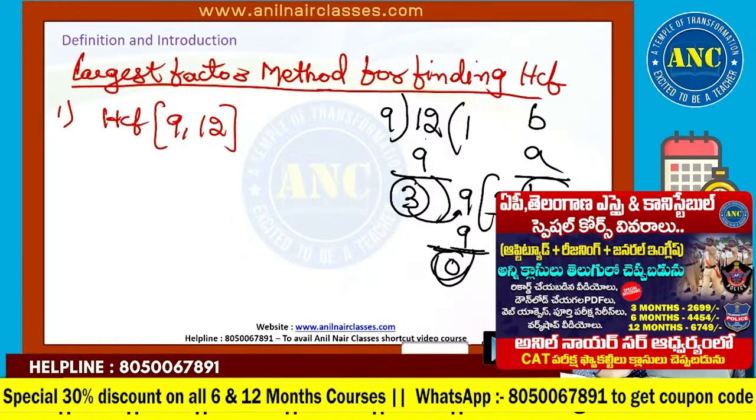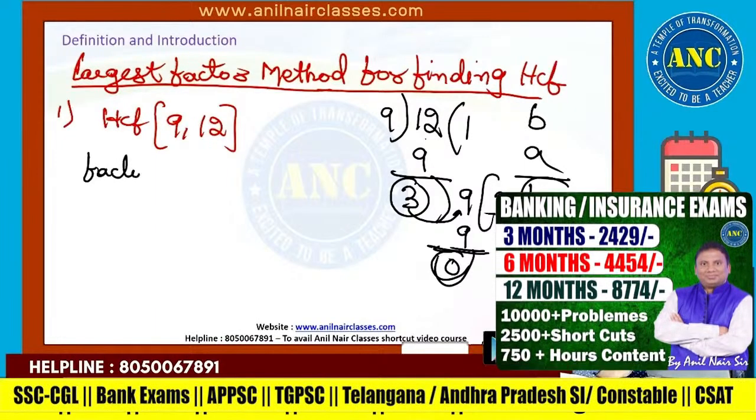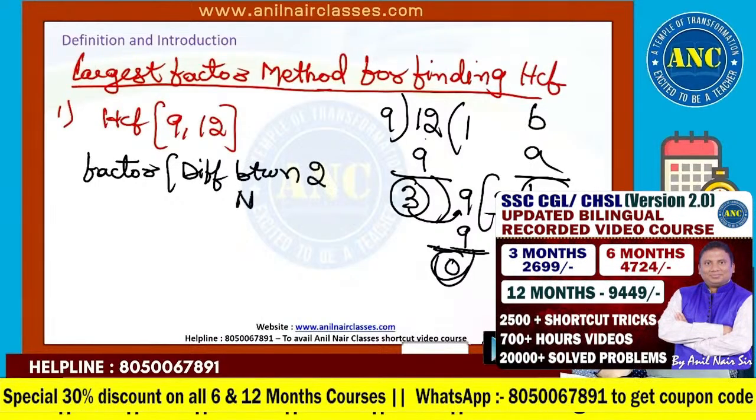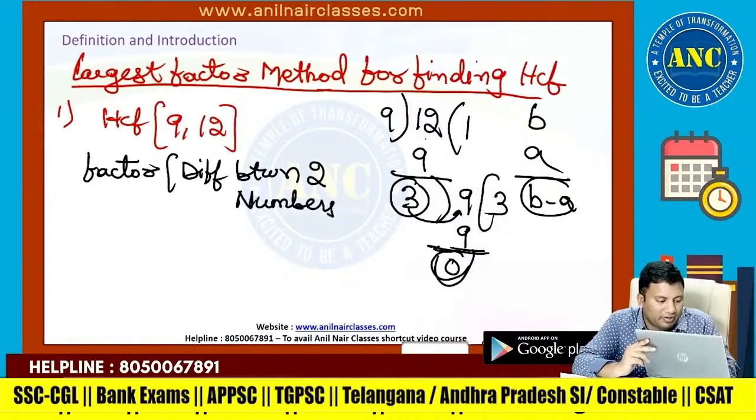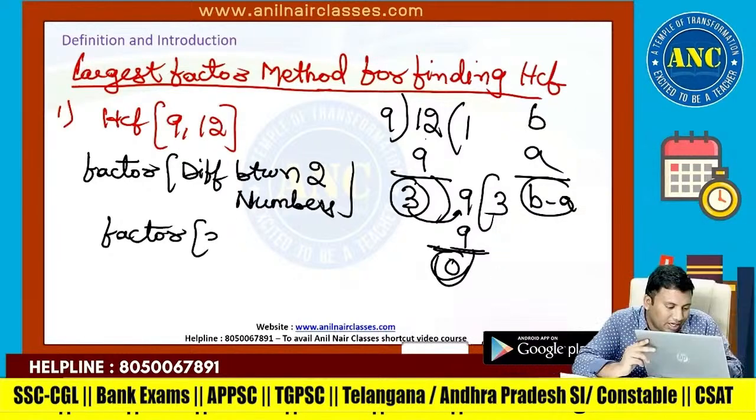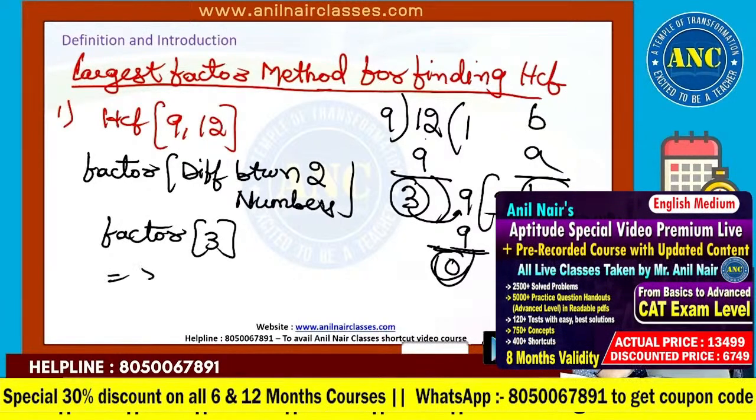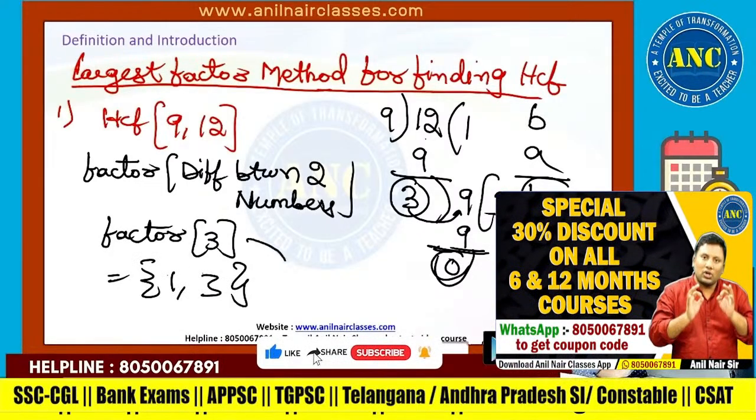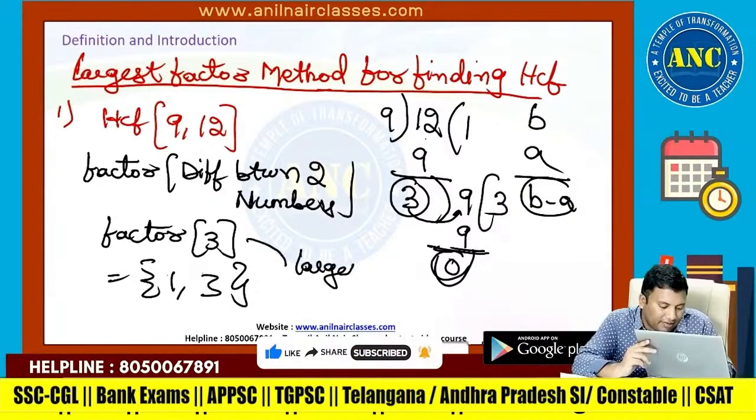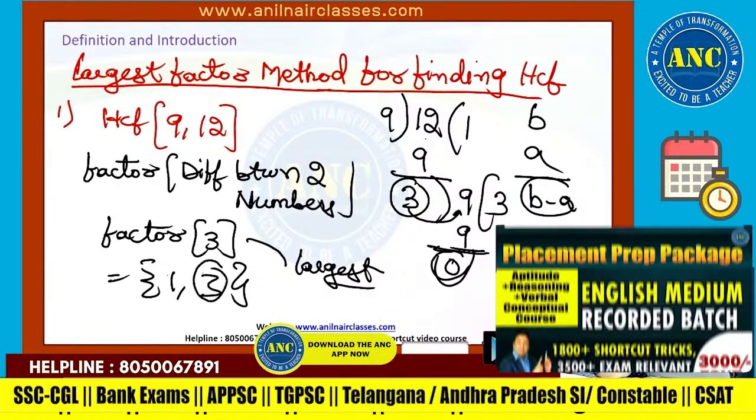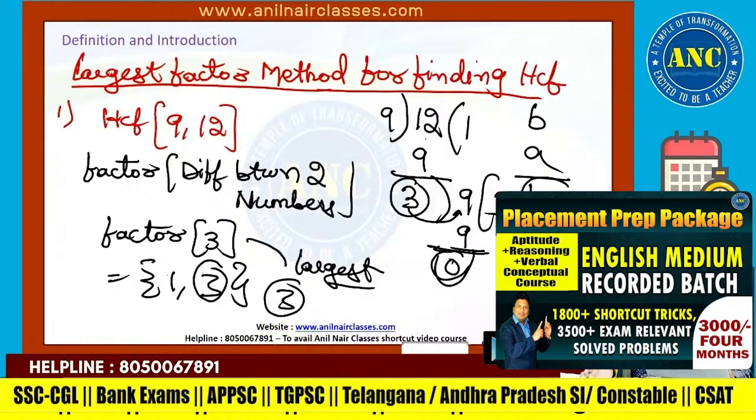So what you do is, method 1, take the factor of difference between two numbers. What is 12 minus 9? 3. So factor of 3. If I take factors of 3, 1 is a factor of 3. 3 is a factor of 3. Check for the largest number which will divide every number. 3 3s are 9. 3 4s are 12. Write the largest one.